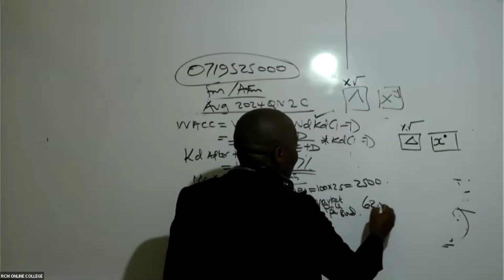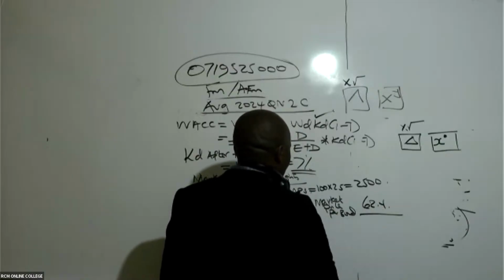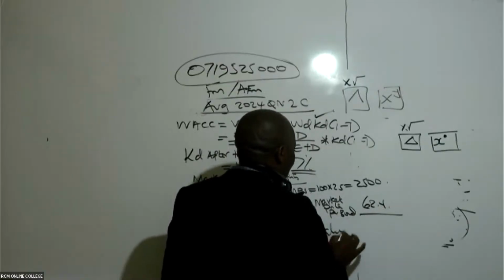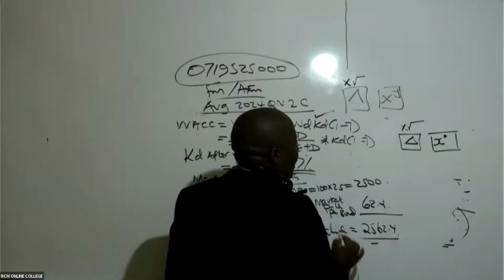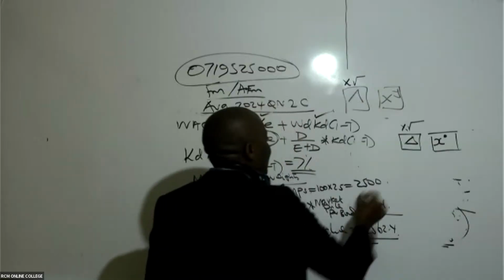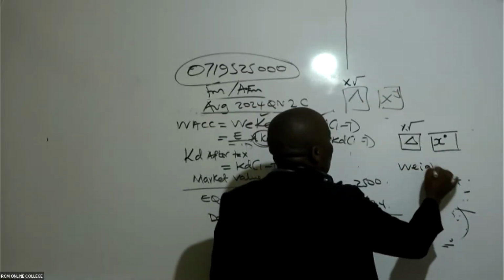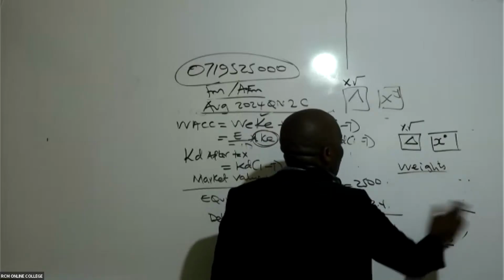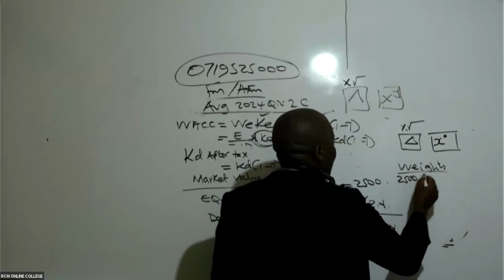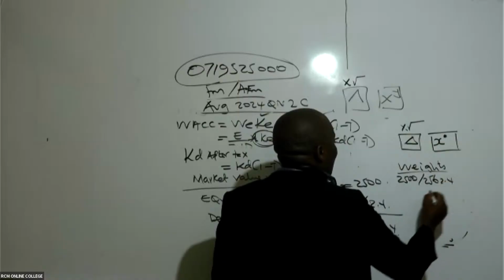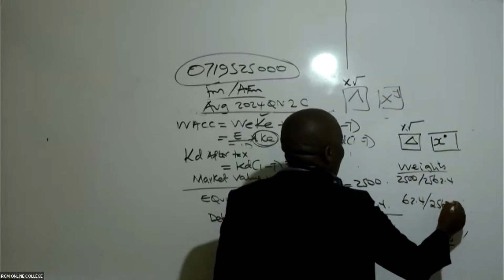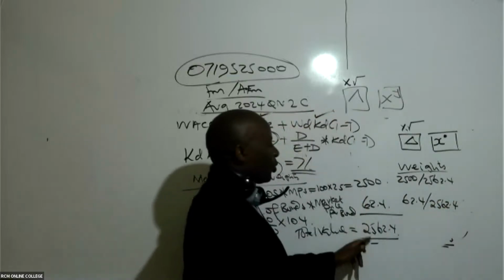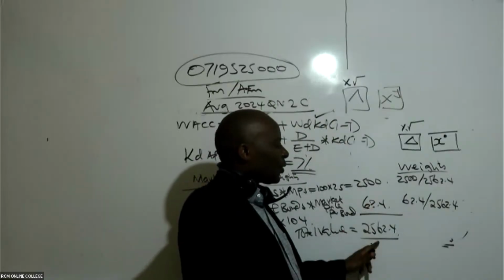Thank you so much. So what is the total value of the company? This will be 2562.4. So in terms of weights, what are we getting here? This will be 2,500 divided by 2562.4, and 62.4 divided by 2562.4. I just want to make this proportion.